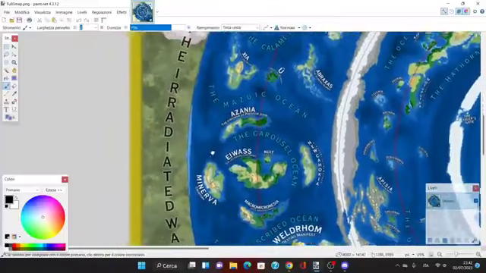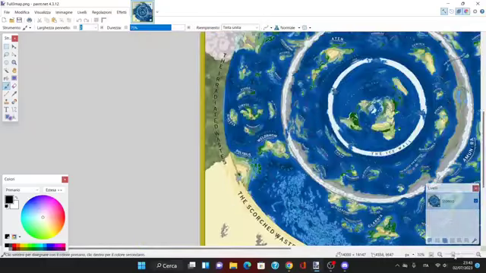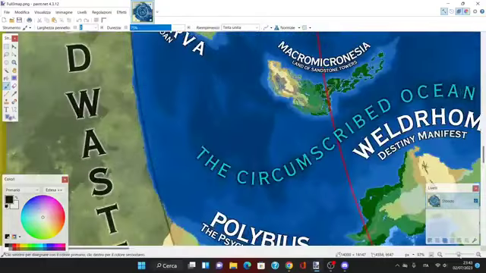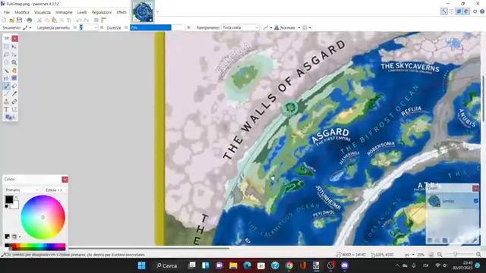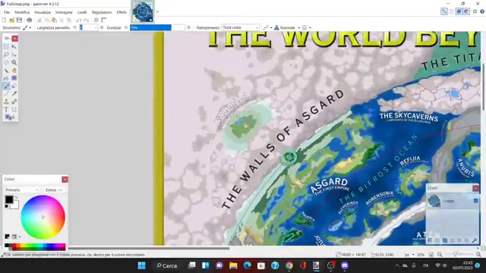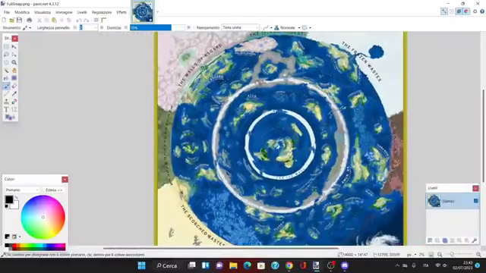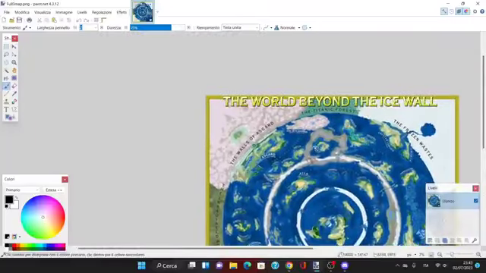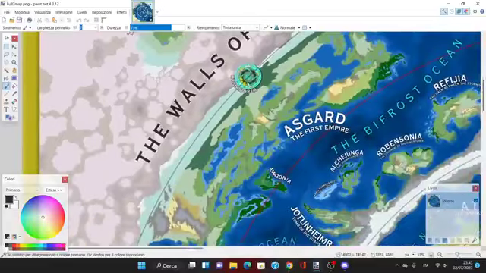Then the irradiated wastes, even nuclear radiation, well, probably not nuclear since it's not natural, but something like that probably. And then once again the Walls of Asgard. So you can see just how big and important the Walls of Asgard are, that they are one of the major dividers between the second ring and whatever is outside of it, and you can really see how important Asgard itself is.